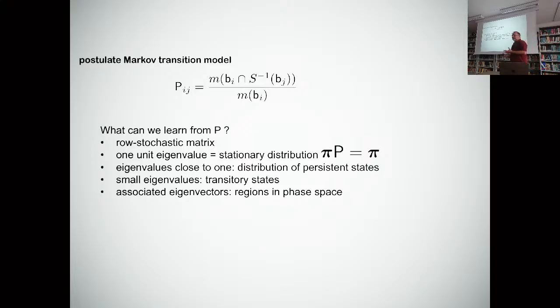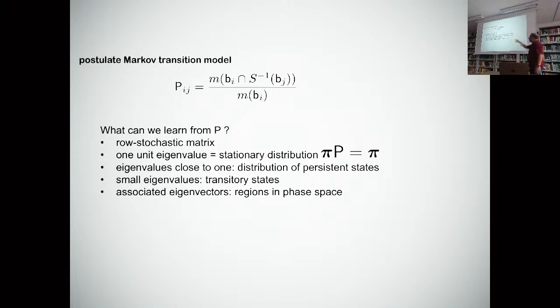So what can we learn from P? First of all, P is row stochastic. That's not surprising because all the probabilities have to add up to 1. If you end up in box I, you have to come from somewhere. And if you add all the components from where you come, they add up to 100%. Okay? Once we know that this is a row stochastic matrix, P, we also know that the largest eigenvalue is 1. All the other ones are less than 1. And there's only one with a unit eigenvalue, and that's the stationary distribution. So pi P is equal to lambda, which is 1, times pi.